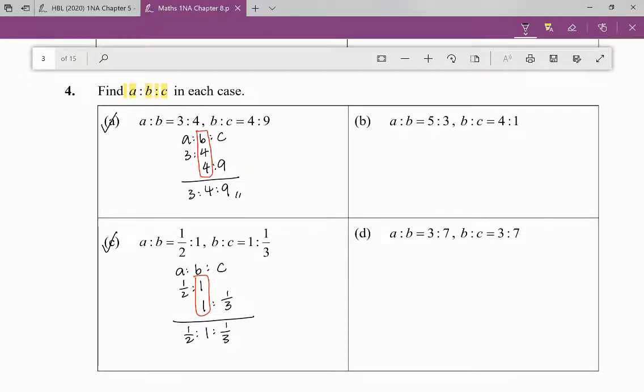But what I said previously, you can't have fraction in your final answer. So you have to make the denominator the same. So I'm going to times 3, I'll get 3 over 6. Times 2, I get 2 over 6. And then 1 whole would just be 6 over 6. So I'll get 3 is to 6 is to 2.